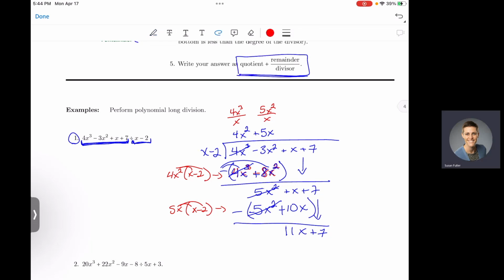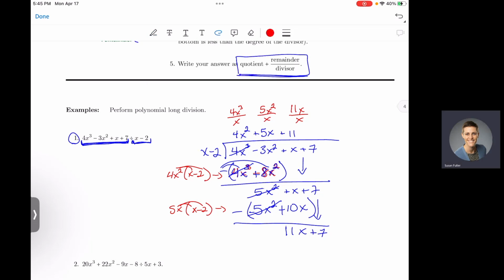All right, second round is done. Now I'm going to look at leading term inside divided by leading term outside. 11x divided by x. I can do that, so I'm going to go ahead and do another round. Leading term inside divided by leading term outside, and when I do that, I'm going to get a positive 11 when that simplifies.